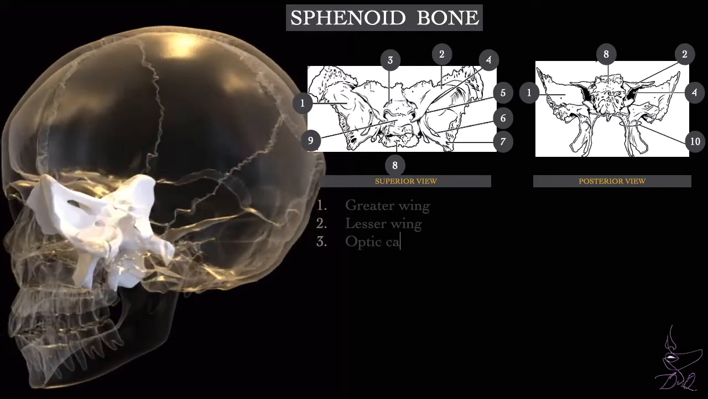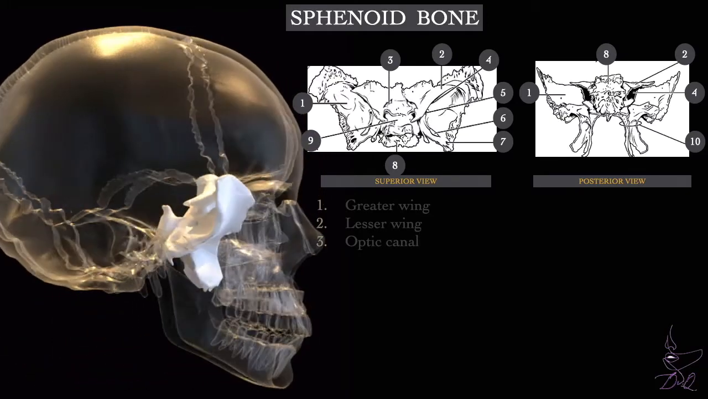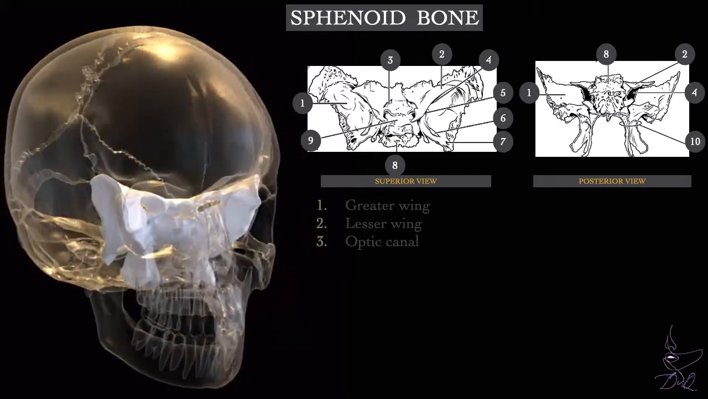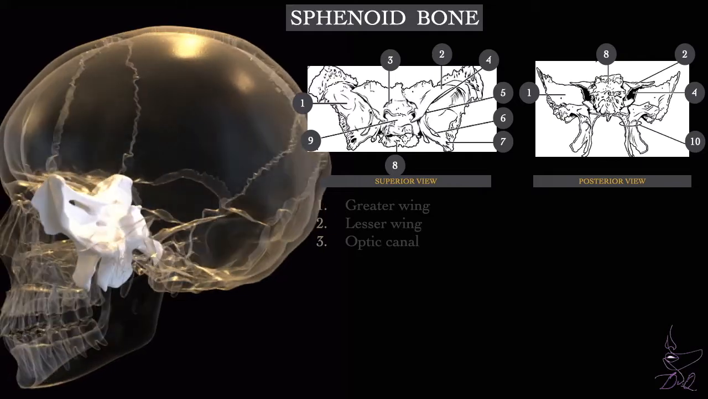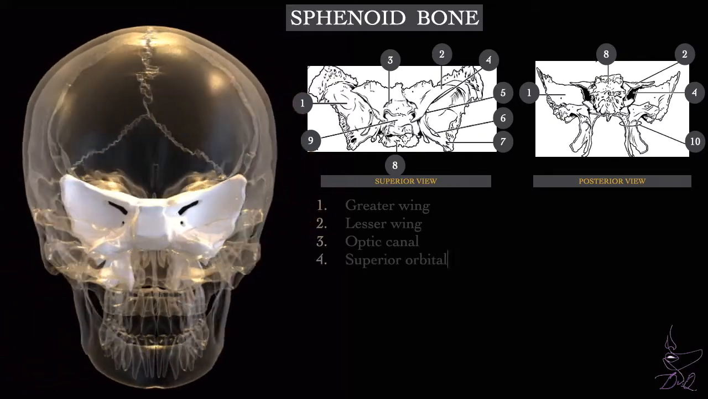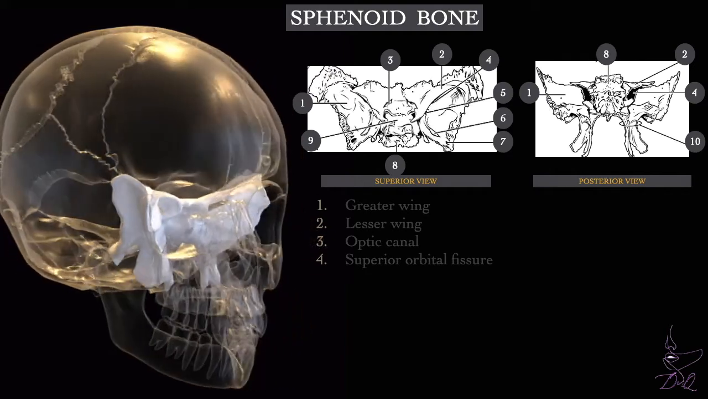Through the lesser wing of the sphenoid passes a canal which we call the optic canal, through which passes the optic nerve. Between the lesser and the greater wings anteriorly lies a fissure called the superior orbital fissure, through which passes the ophthalmic division of the trigeminal nerve.